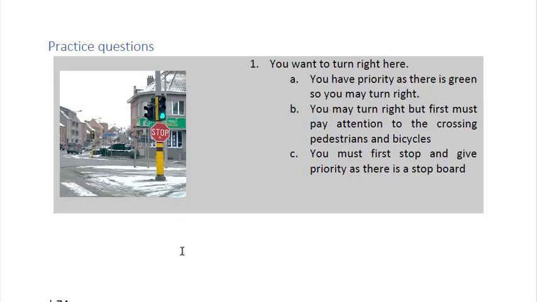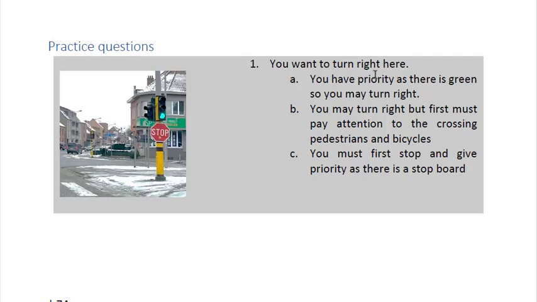Now let's look at some practice questions. So there is this junction and the traffic light is green. And the question is, you want to turn right here. What are your options? The first one says you have priority as there is green, so you may turn right. The B option is you may turn right, but first must pay attention to the crossing pedestrians and bicycles. And option C is you must first stop and give priority as there is a stop board.